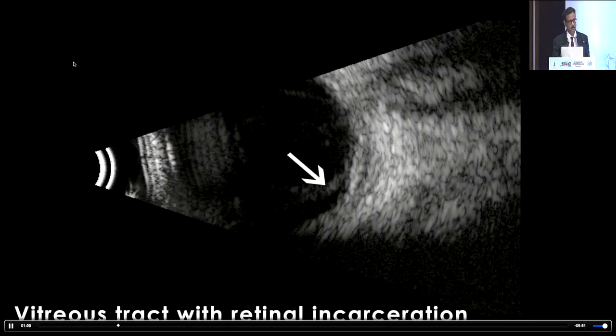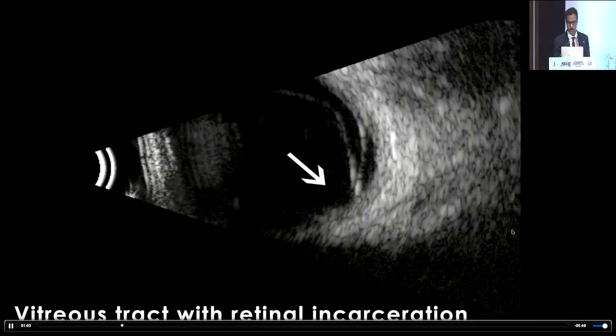Ultrasonography revealed vitreous hemorrhage with vitreous tract formation with retinal incarceration.